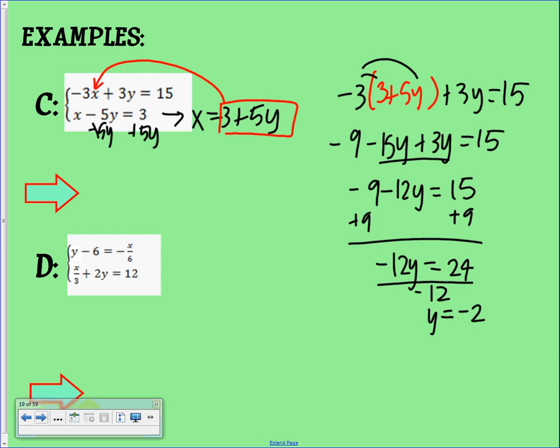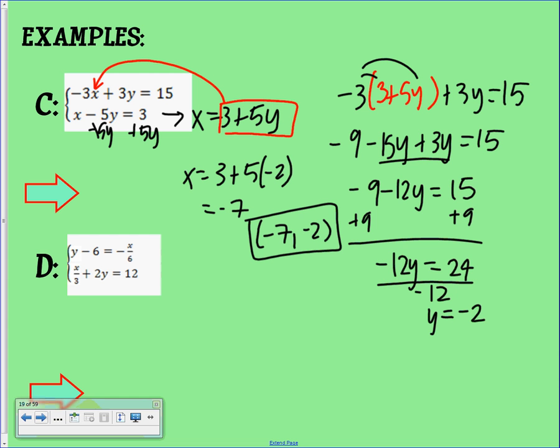Okay, so now I need to find my x value, so I'll plug that in. X equals 3 plus 5 times y, which is negative 2. So that's going to give me 3 minus 10, which is negative 7. So my ordered pair is going to be negative 7, negative 2.